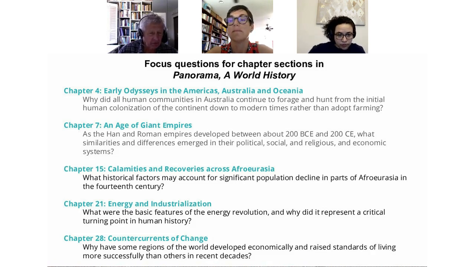We're down to chapter 21, energy and industrialization. What were the basic features of the energy revolution and why did it represent a critical turning point in human history? That chapter starts out with a few page discussion of what we mean by the energy revolution as the foundation of the Industrial Revolution. And I don't think it's in the past been picked up by very many textbooks to the extent that we've done it.